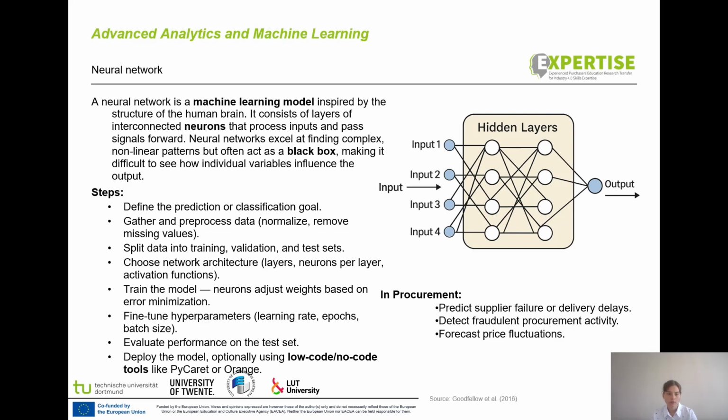In procurement, neural networks can predict suppliers' failures, detect fraud, and forecast prices. And with tools like Orange, they can be built without writing code.